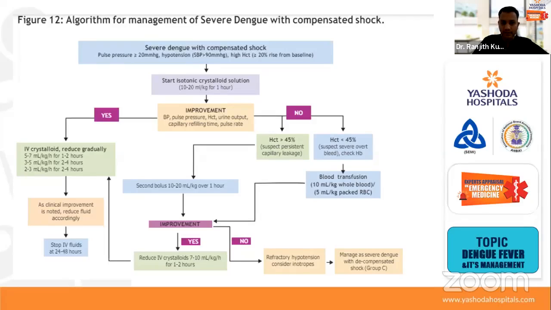If there is no improvement and hematocrit is still high, then suspect capillary leak and give another bolus of 10 to 20 ml per kg over 1 hour. If improved, then reduce IV fluids from 10 to 20 ml per kg to 7 to 10 ml per kg for 2 hours, and the rest of the table has to be followed. If there is no improvement, then a blood transfusion at 10 ml per kg whole blood or 5 ml per kg packed cells is usually given. In spite of this, if the patient is not improving, then inotropic support has to be initiated and managed as a decompensated shock.